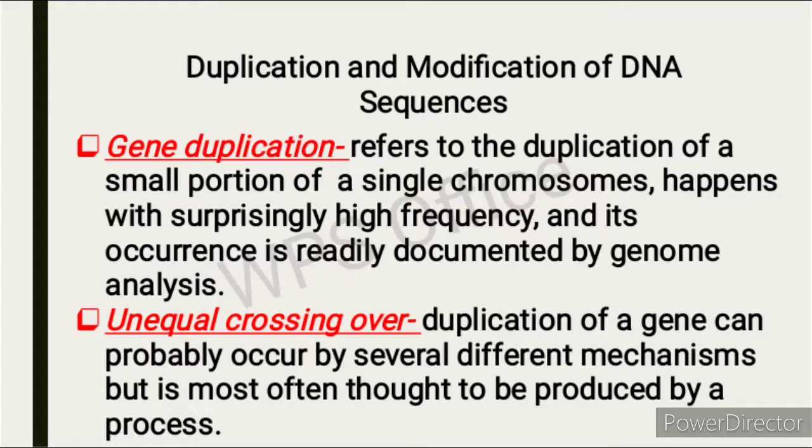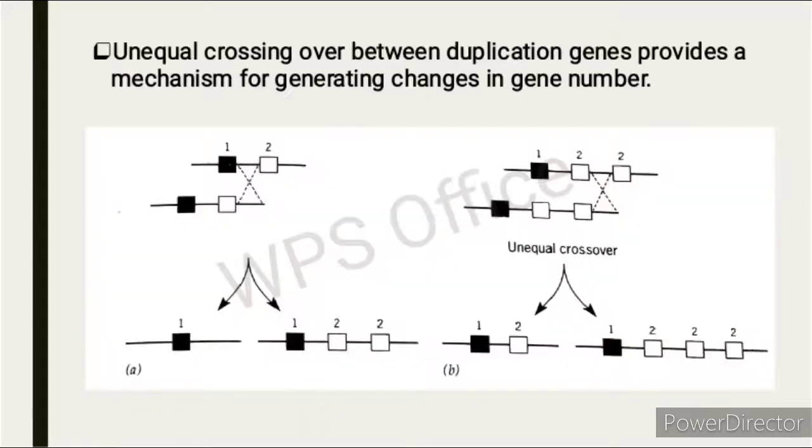An unequal crossing over is the duplication of a gene that probably occurs by several different mechanisms, but it is most often thought to be produced by a process. As you can see in this figure, unequal crossing over between duplicated genes provides a mechanism for generating changes in gene number.